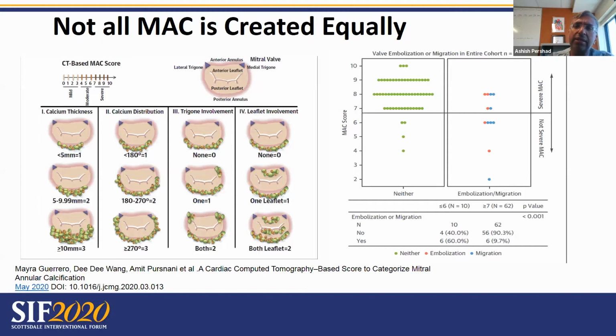Imaging is that if your MAC score exceeded 7, which put you in the severe mitral annular calcification category, your likelihood of having an embolization or migration of the valve during implant was markedly lower than if your mitral annular calcification score was less than 7.